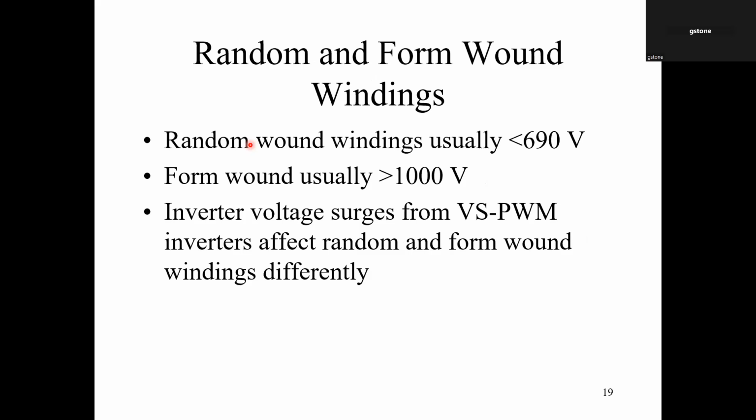Okay. So now I'm going to start looking at what is the impact of these voltage impulses from the converter on windings. And I'm going to separate it, as I said right in the beginning, into random wound and form wound. It's not really that. It really should be type 1 and type 2 windings. But let's talk about it in terms of random and form wound windings.